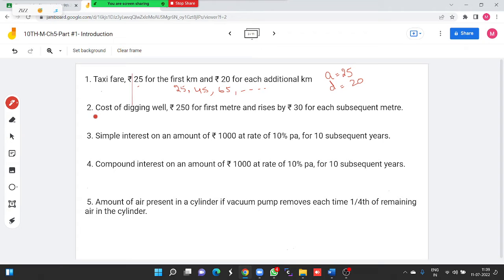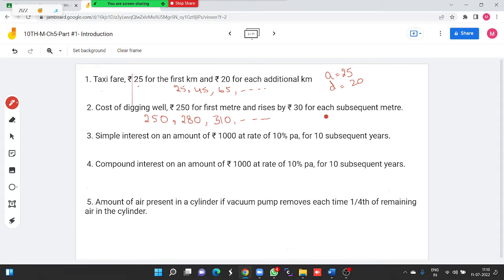Now the next question says cost of digging the well is rupees 250 for the first meter and the cost rises by rupees 30 for each subsequent meter. इसका मतलब क्या हुआ? First meter के लिए there will be a cost of rupees 250 and then again next meter के लिए it will be plus 30. तो 250 plus 30 it will be 280 rupees. Then for the third meter it will be 280 plus 30. So this is 310 and so on.